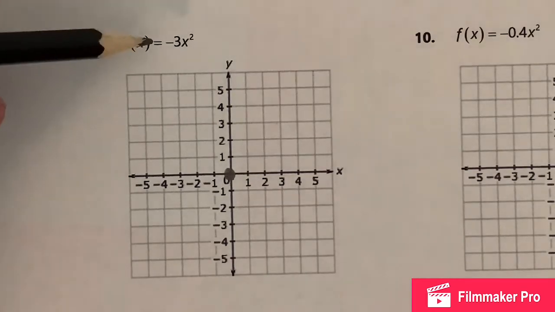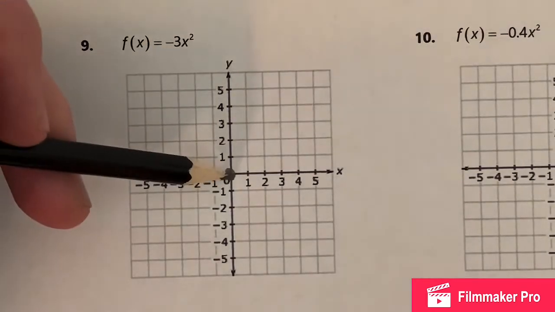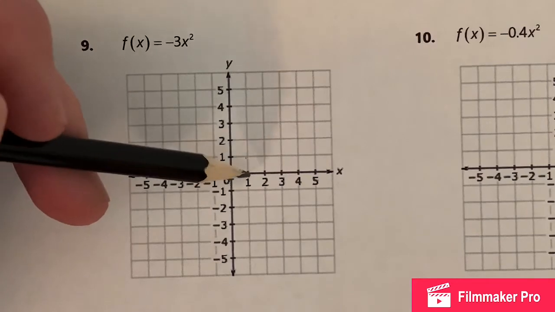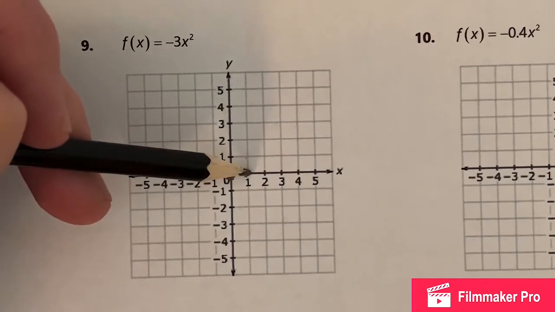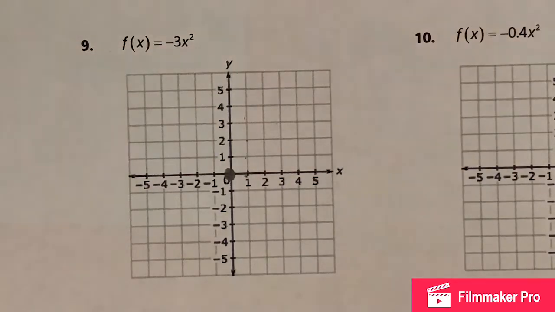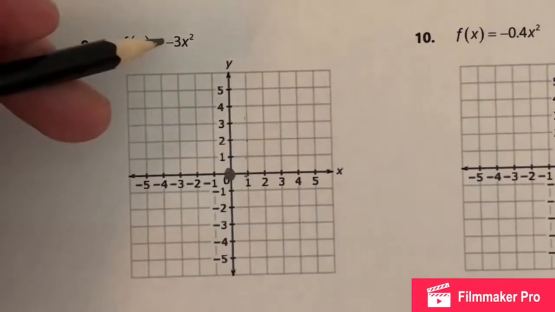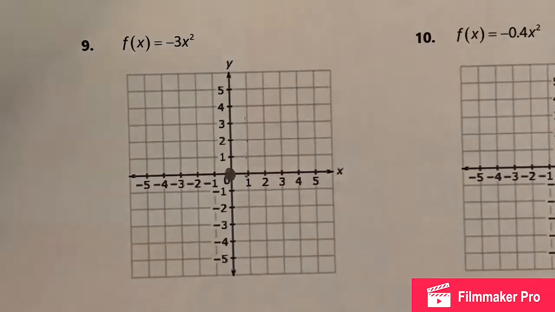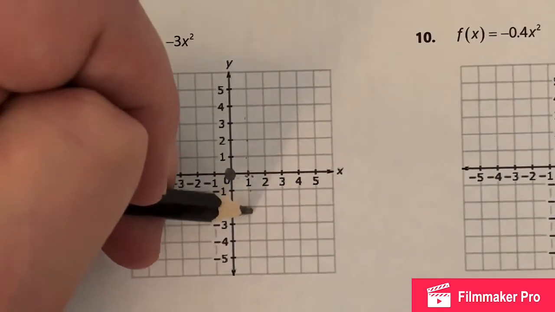And so what's going to happen is, instead of going over 1 up 1, you're going to go over 1, up 1 times 3. 1, 2, 3. However, you have a minus there, so we're actually going to flip it down, because that's a reflection across the x-axis. Over 1 down 3.